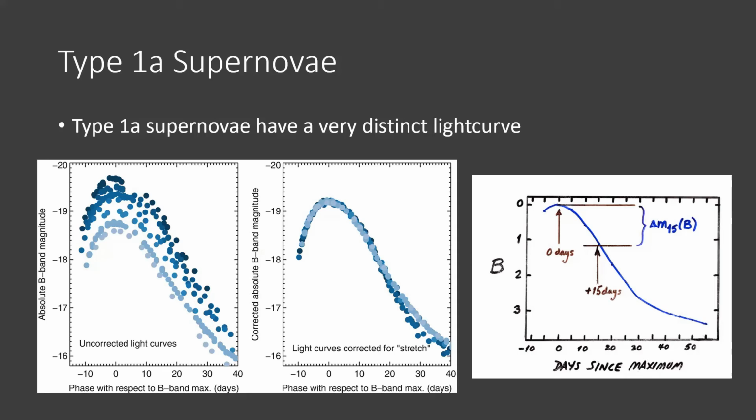So now we have an idea of a standard candle where we know what the peak luminosity is going to be, and we can just measure the peak brightness using a telescope, and then using our inverse square law, we find the distance.